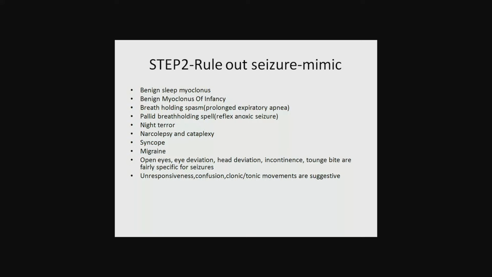So what are the points which tell you that it is a seizure? In a seizure the eyes may be open, there may be eye deviation, there may be head deviation, there may be incontinence of urine or stool, tongue bite. So if these are present, then it indicates that this patient may have a seizure. Other things like unresponsiveness, confusion, tonic-clonic movements will also be suggestive of seizures.